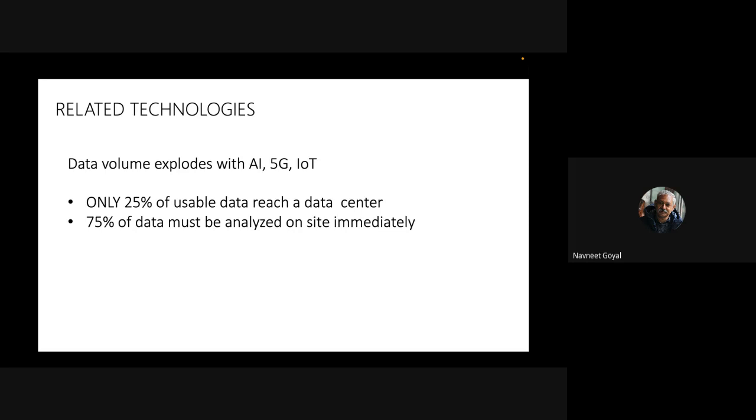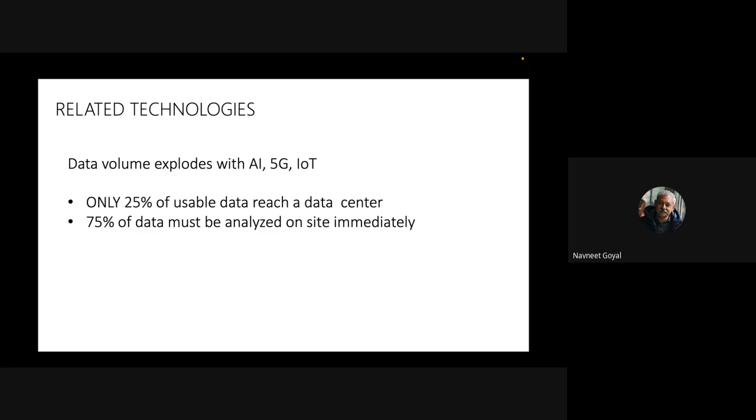Now, the main thing that is observed, so this is data that is quoted in one of, I forgot to put the reference. It says that data volume explodes with AI, 5G, and IoT advancements, but only 25% of usable data reaches a data center. And the possible reason for this could be the prohibitive communication costs. We are not able to communicate all the data in a reasonable amount of time to the cloud. So only 25% of usable data which can be analyzed reaches a data center.